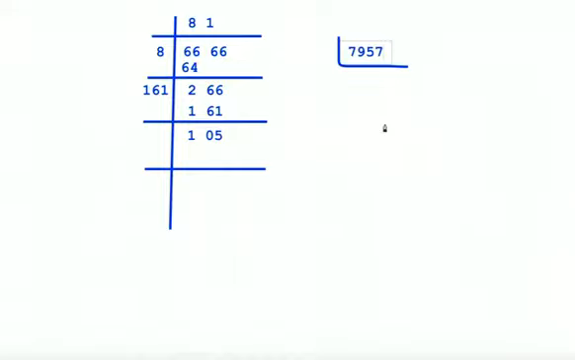61. No. 63 will go by 3. So 63 no use. 64, 65, 66, 67. Will it go by 67? No. 68, 69 will also go by 3. 70, 71. 71. No.